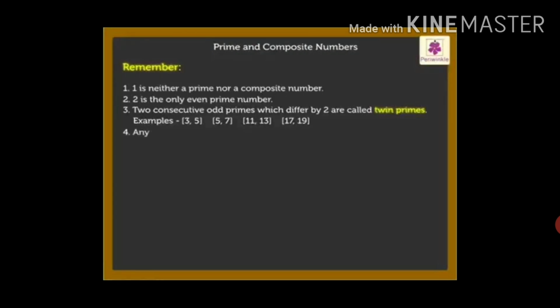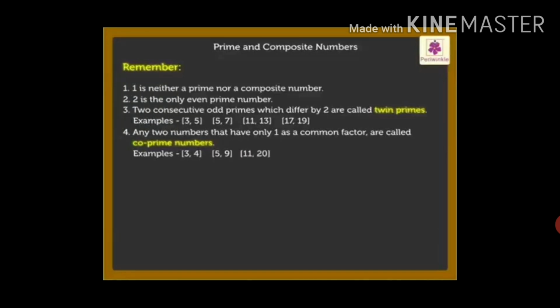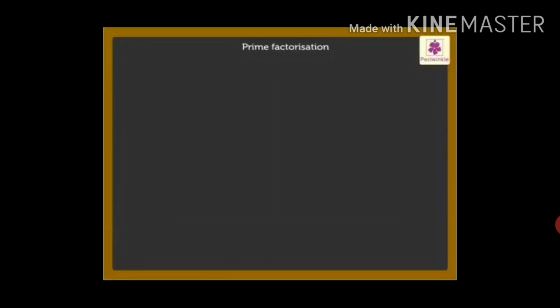Any two numbers that have only 1 as a common factor are called co-prime numbers. Examples: 3, 4, 5, 9, 11, 20. Now let us revise prime factorization. When a number is expressed as a product of prime numbers, it is called prime factorization. Let us solve an example.